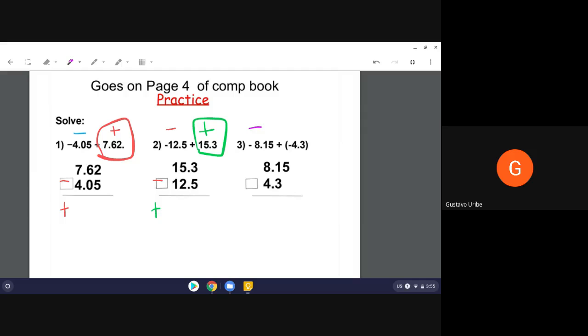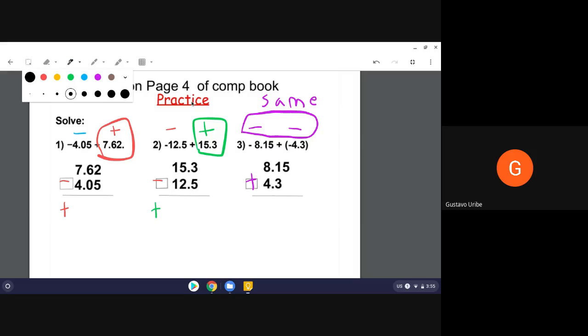And over here, I have a negative plus -4.3. Well, look, now I have the same sign. And when I have the same, I'm going to go ahead and add them. When I add, I have to keep the sign the same. So this is a negative, this is a negative. Your answer is actually going to be a negative.